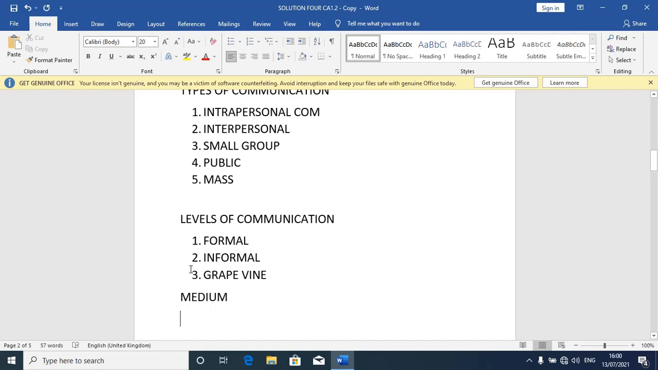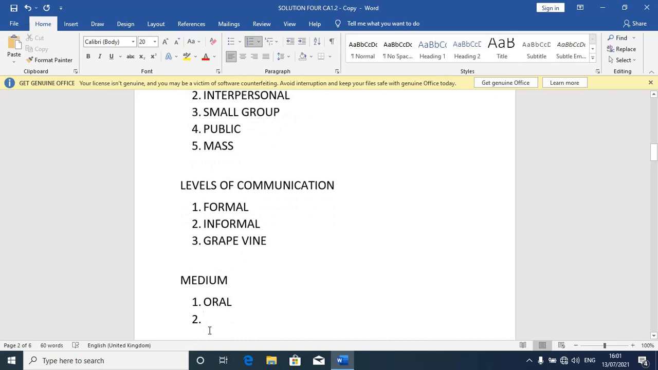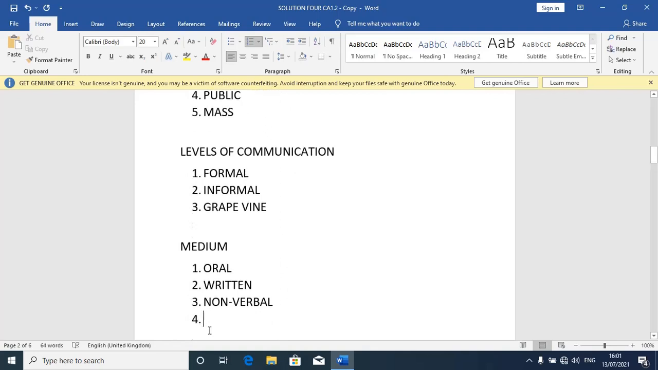Medium of communication. We've said medium of communication looks at the method that the communication is taking. And we have the following mediums of communication. Number one, communication could be oral communication, involving speech or verbal communication. Communication can also be written communication. Or communication could be through expressions, non-verbal, which we call non-verbal communication. Or communication could be visual communication, where you're trying to show pictures, something that is visual. So those are the mediums of communication.